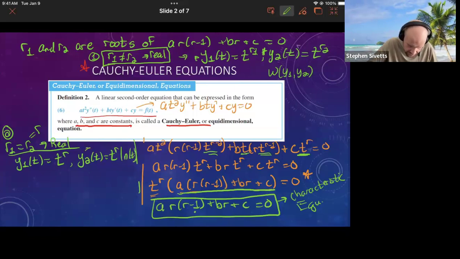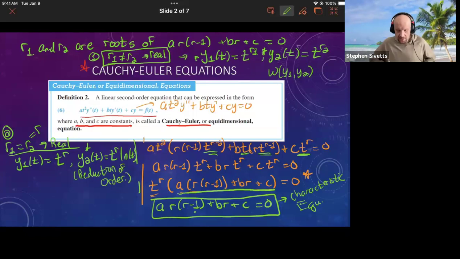And to get this solution, you're going to use a method called the reduction of order method. And I will explain that much later in this video, right? So using reduction of order, this would be the two set of solutions if we have a repeated root for this quadratic equation. Okay.